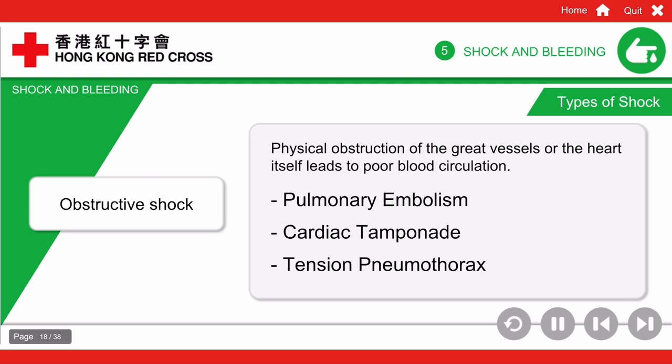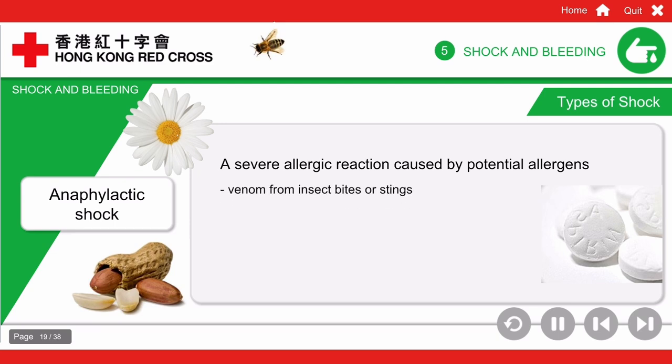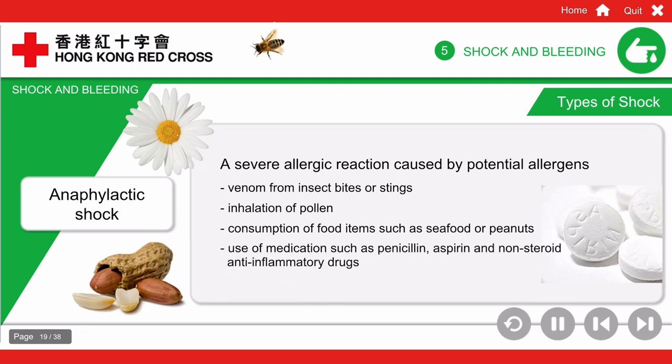The fifth type is anaphylactic shock, which occurs as a severe allergic reaction caused by potential allergens. Common triggers include venom from insect bites or stings, inhalation of pollen, consumption of food items such as seafood or peanuts, and use of medications such as penicillin, aspirin, and non-steroid anti-inflammatory drugs.